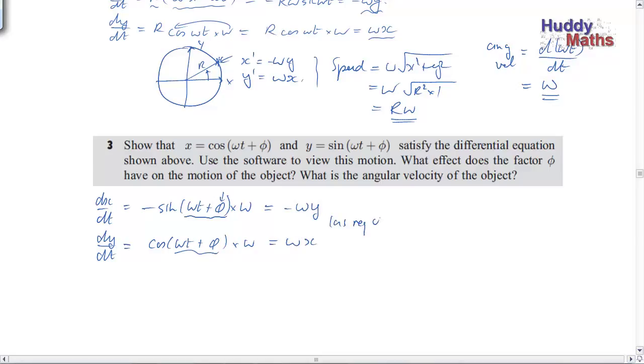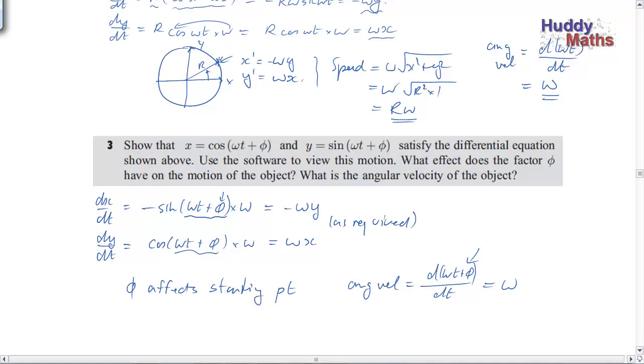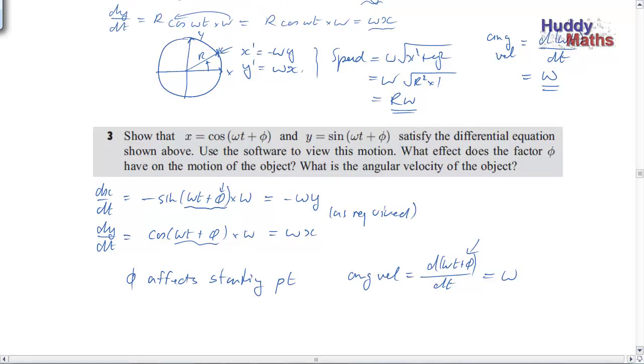It's getting a bit repetitive, but the idea is to get these skills up. What effect does the factor phi have on the motion of the object? Phi affects the starting point. Okay, phi further around, it affects the starting point. What is the angular velocity of the object? Let's just check it again. Angular velocity is the rate of change of the angle with respect to time, and so it's still omega, because this is constant with respect to time. Okay, how are you doing? Remembering this stuff? I hope so.